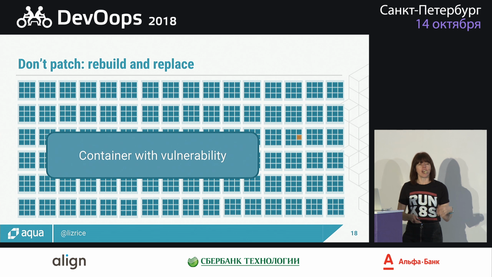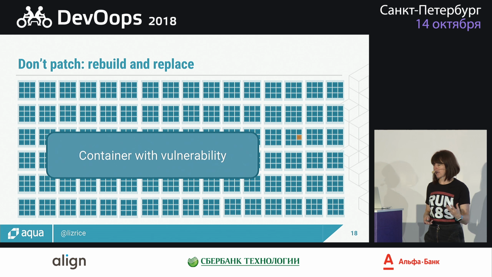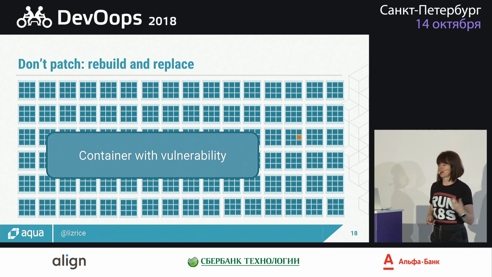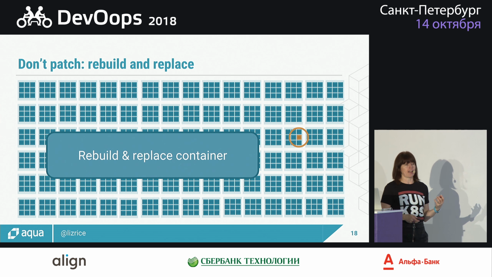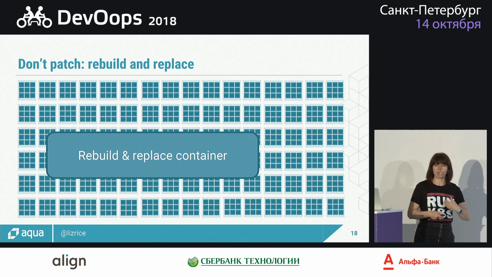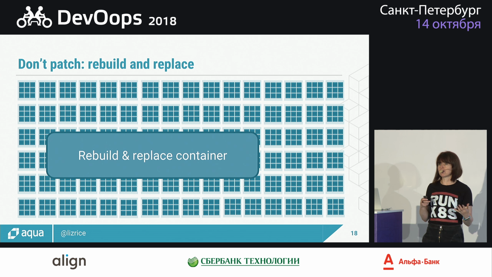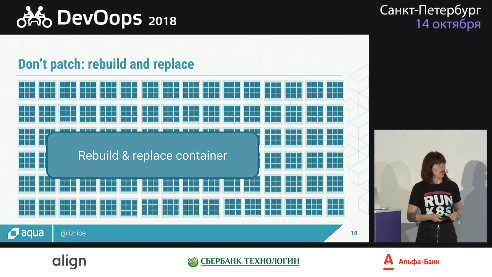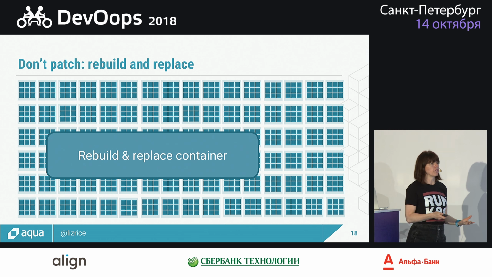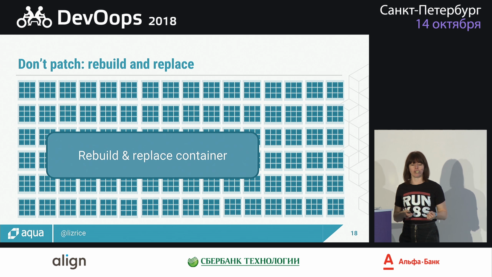Instead, if we find that we've got a container with a vulnerability, we need to identify that container, and we know what image that container came from. We need to rebuild that container image and replace any running instances of that container, which we can do because we can blow containers away at any time we like. This is the beauty of DevOps, immutable infrastructure, treating containers as cattle, not pets.